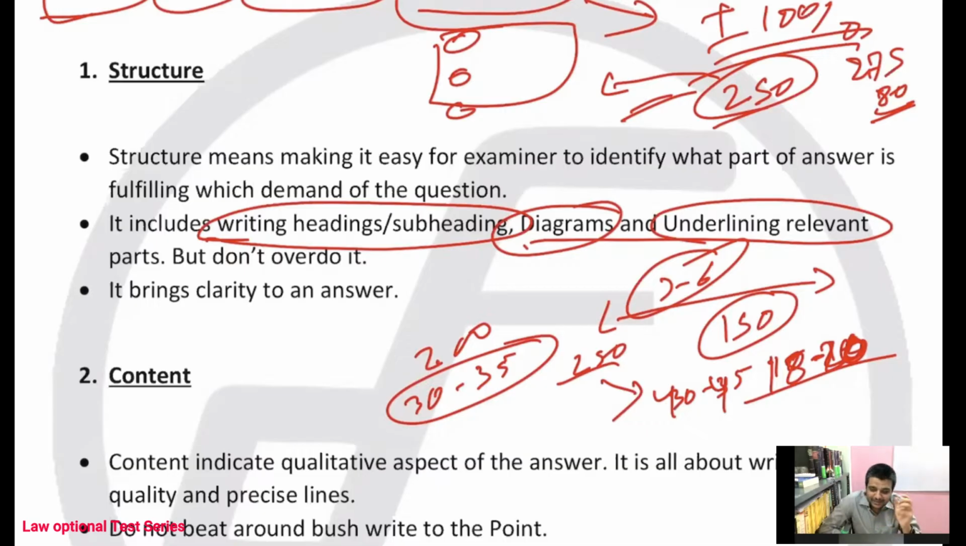Okay. Similarly, if there is a question with regard to, suppose, what can we say? With regard to tort, there also a diagram can be used to explain, right? Like some nuisance is punishable or nuisance is not punishable.